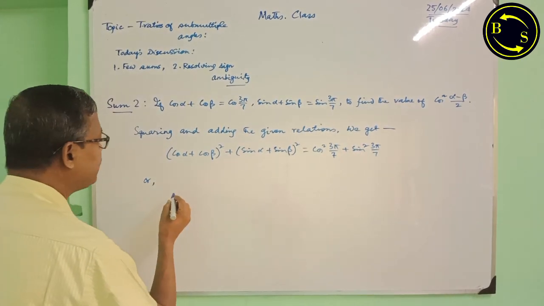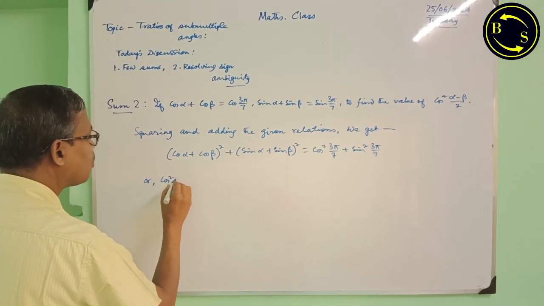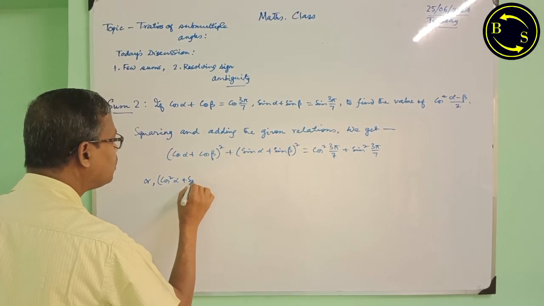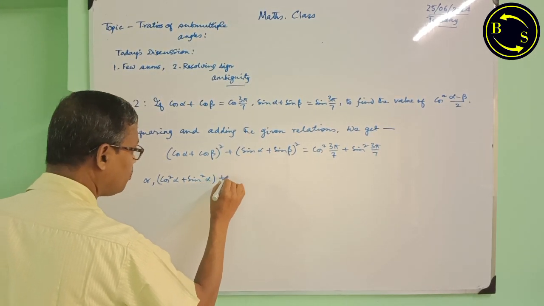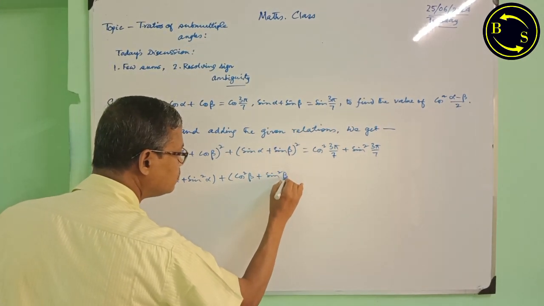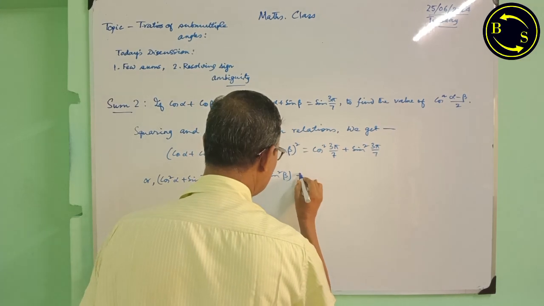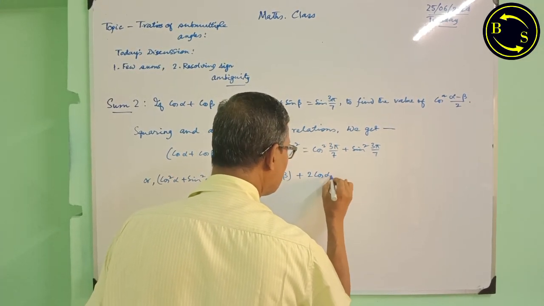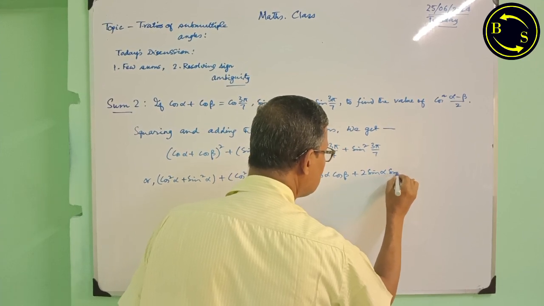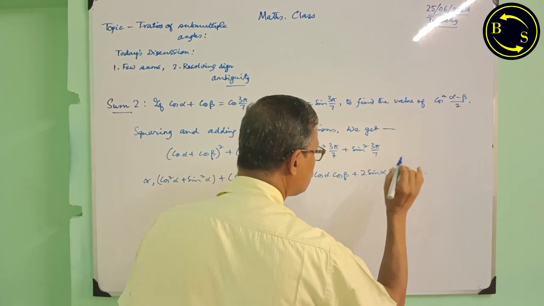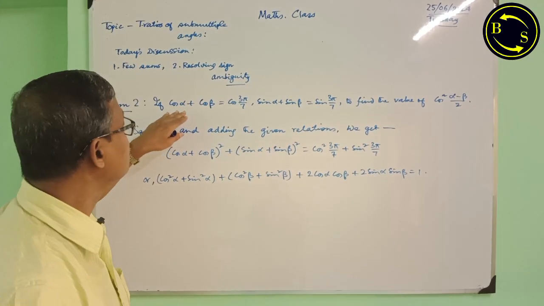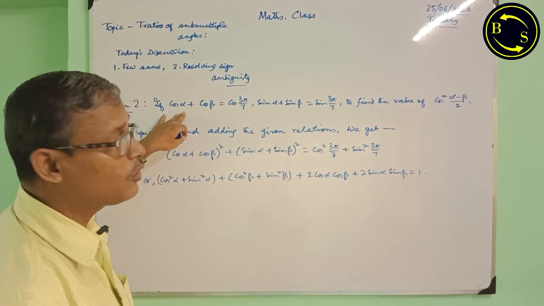On the left hand side, we get cos square alpha from this one, and from this one sin square alpha plus cos square beta plus sin square beta, then 2 cos alpha cos beta plus 2 sin alpha sin beta is equal to 1. One thing, students can first apply the transformation formula here.